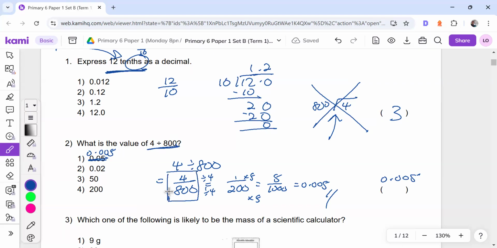Get the simplest form, and then try to make the denominator into a 10, 100, or 1000. Okay? Are you clear? Okay, all right, let's go to Billing.